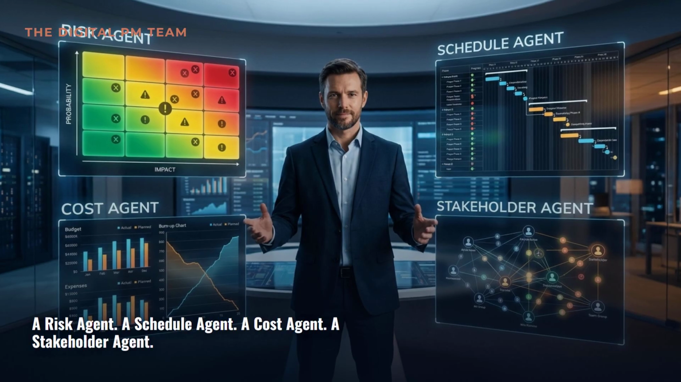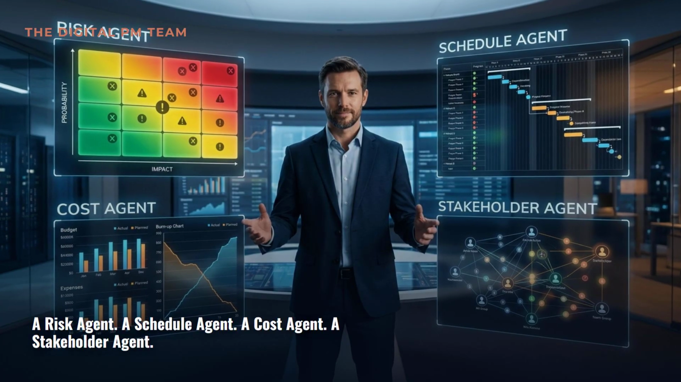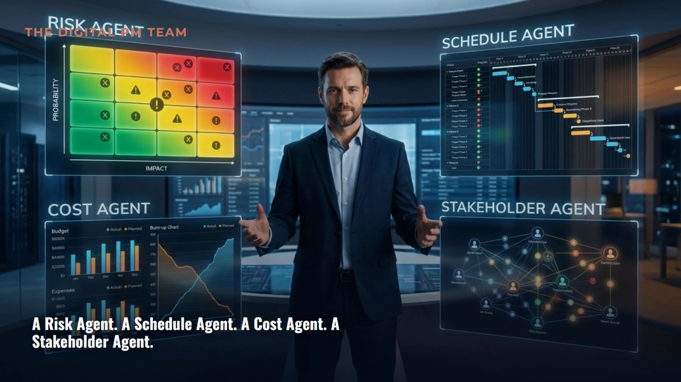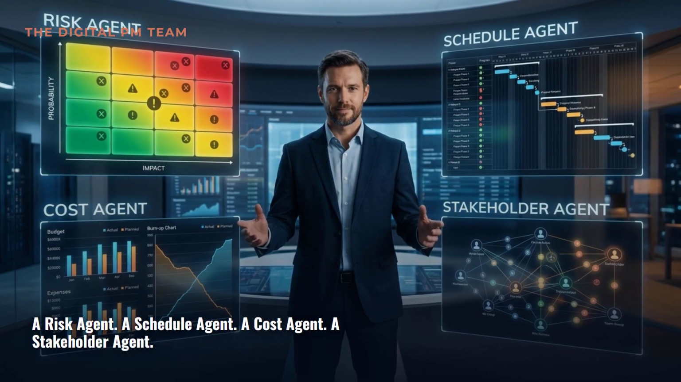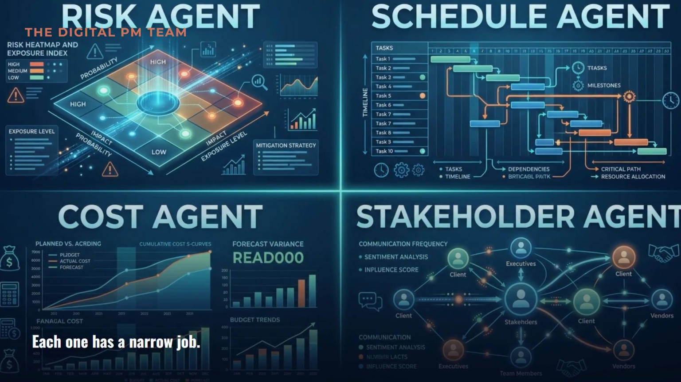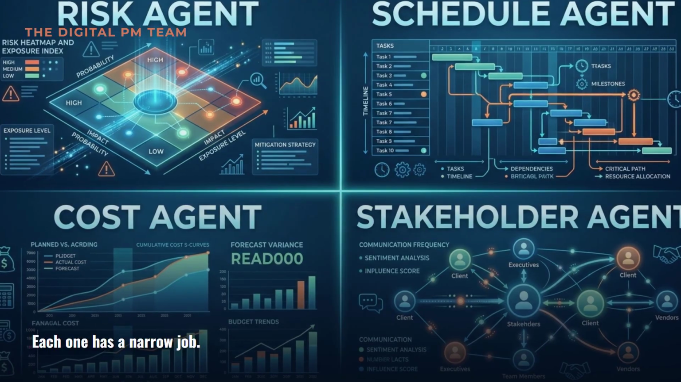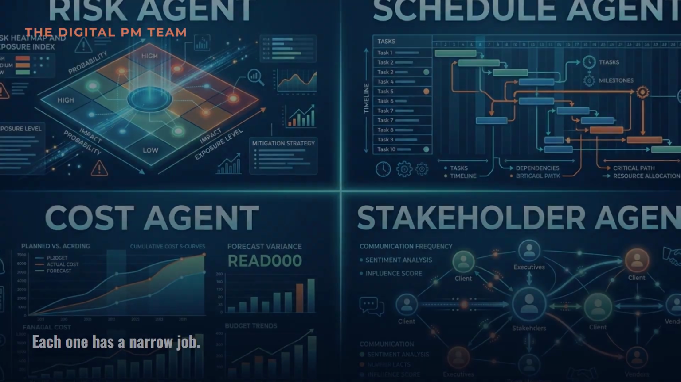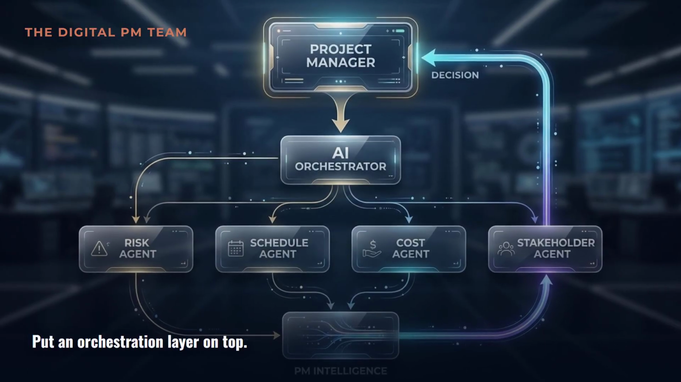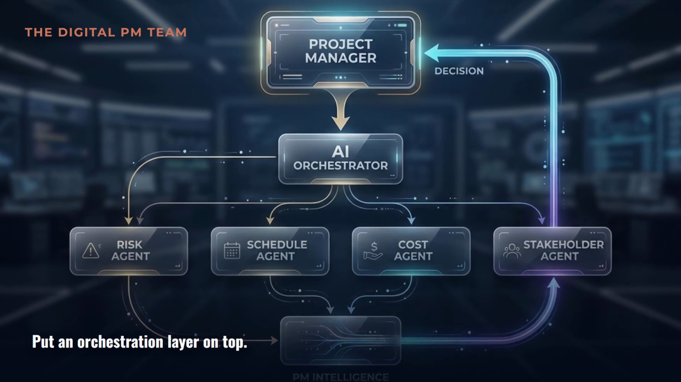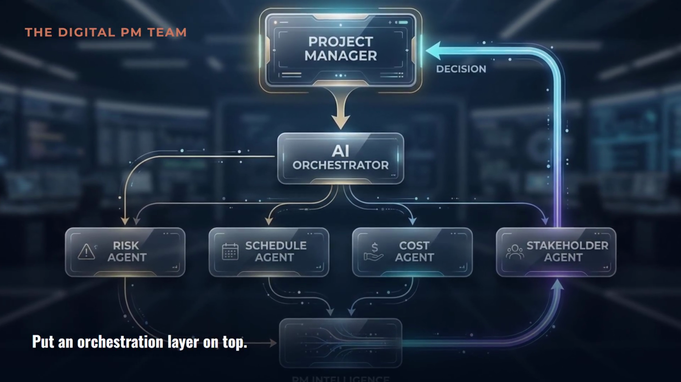This gets even more useful when you move from one agent to several specialists: a risk agent, a schedule agent, a cost agent, a stakeholder agent, a reporting agent. Each one has a narrow job. The risk agent watches exposure. The schedule agent watches dependencies. The cost agent watches the budget. The stakeholder agent flags who needs to hear what. The reporting agent brings it all together. Put an orchestration layer on top of that, and you've built yourself a digital project management team.